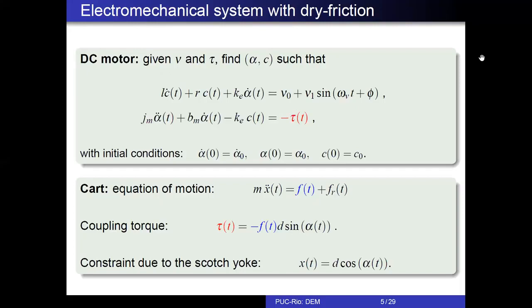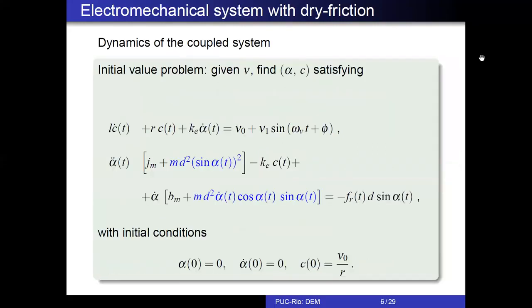Deriving this constraint twice and substituting it into the cart equation of motion, and after substituting the coupling force into the expression that relates the coupling torque and the coupling force, and finally substituting the coupling torque into the initial value problem of the DC motor, we obtain the initial value problem of our electromechanical system. The initial value problem of our electromechanical system is given by two coupled differential equations and three initial conditions. We have also parametric excitation. This parametric excitation is caused by the terms highlighted in blue.